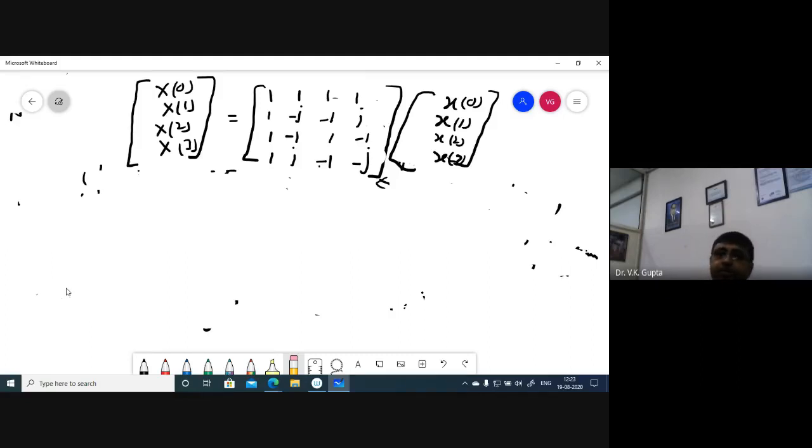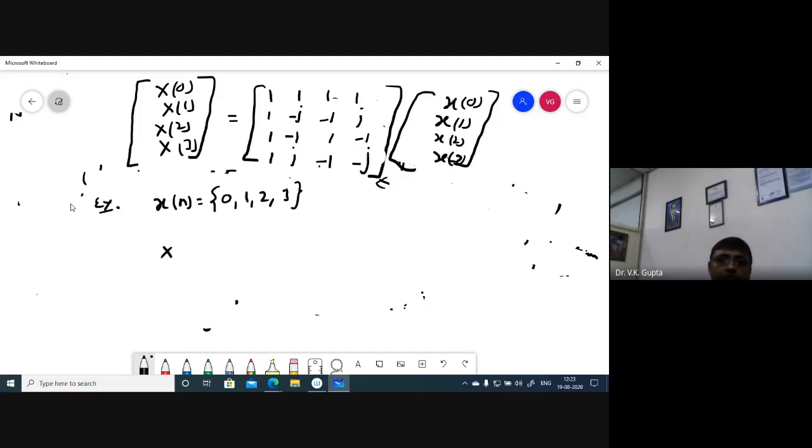Let us take our previous examples. Like in the previous example, we have to calculate the 4-point DFT. Let us take an example. Find the 4-point DFT of a sequence x[n] equal to, very first example, 0, 1, 2, 3, and solve it by this matrix method, linear transformation matrix method.